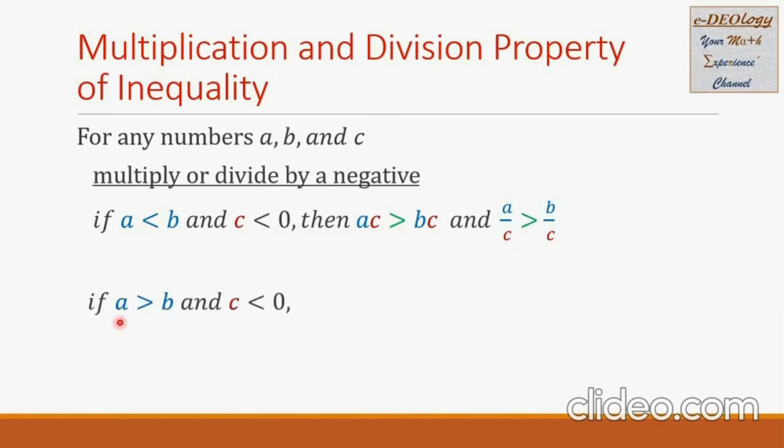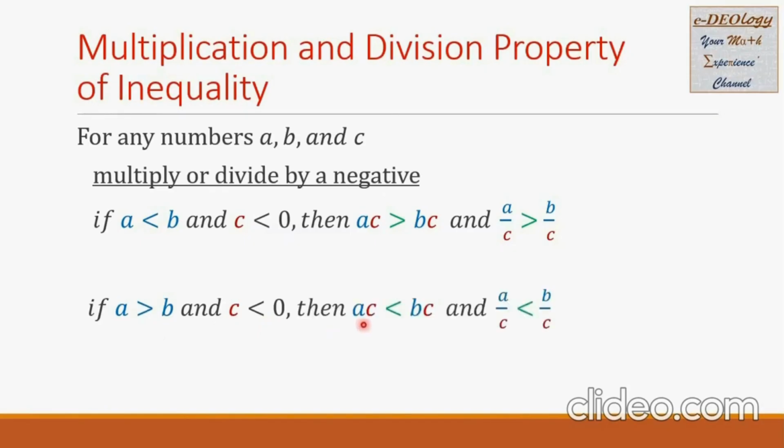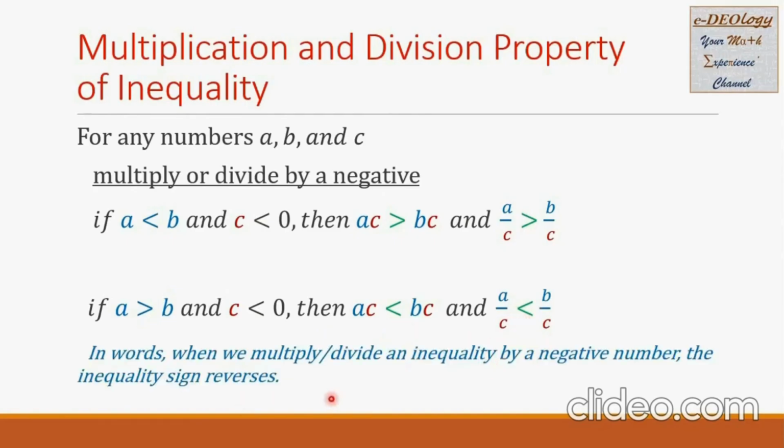Also, if we have an inequality a is greater than b, and again c is a negative number, c is less than 0, then ac is less than bc, and a over c is less than b over c. Take note of our inequality sign. From greater than, it becomes less than. In words, when we multiply or divide an inequality by a negative number, the inequality sign reverses.